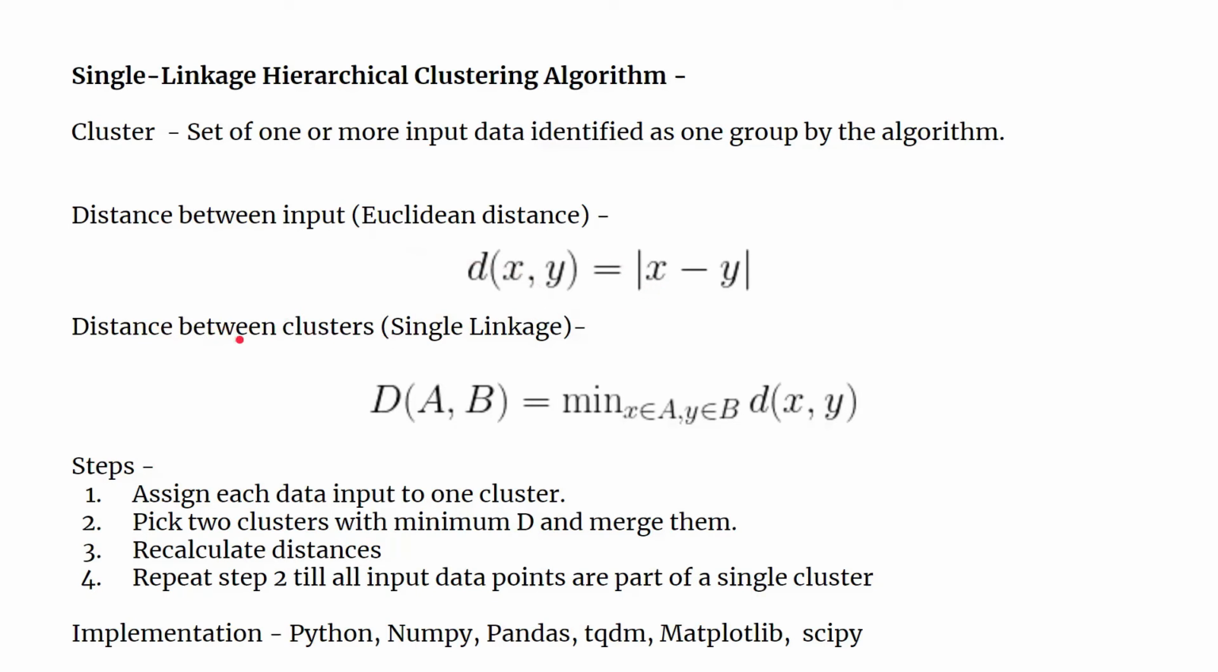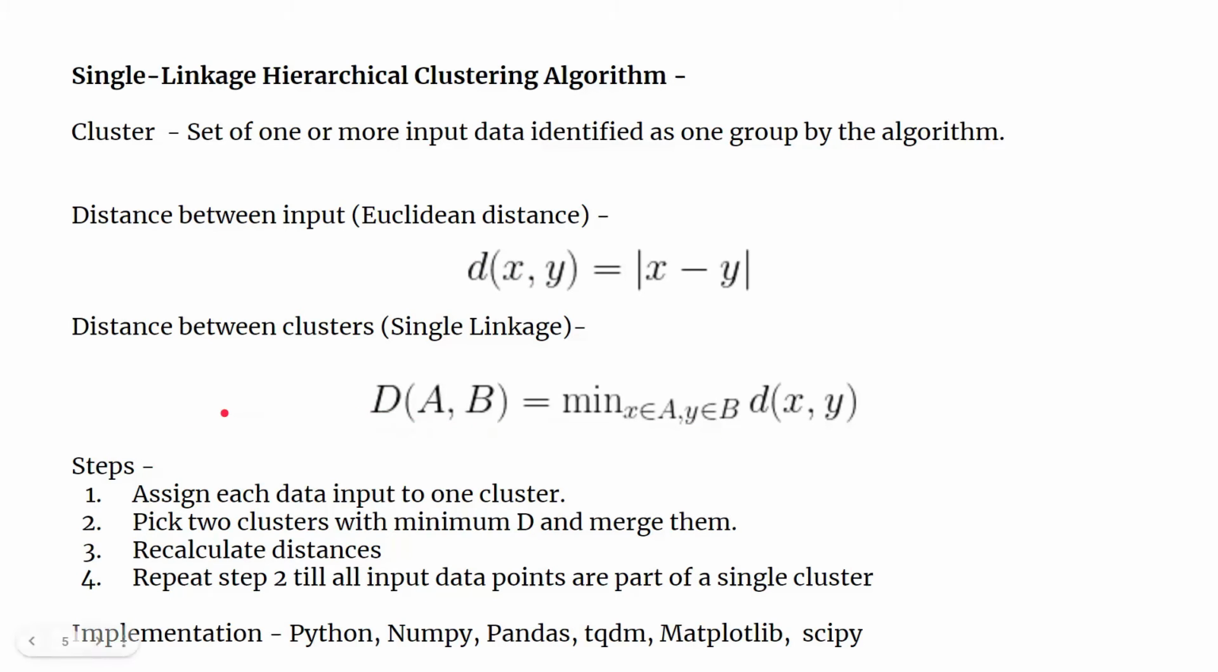Now let us define the quantity called distance between clusters, which is denoted by capital D. Here A and B are two different clusters. For calculating this quantity, we iterate over all the points in the first cluster and take its pair with all the points in the second cluster and take the minimum distance between these 2 points. It means that we are taking the closest points where one point lies in the first cluster and second point lies in the second cluster. This is defined as the distance between the two clusters.